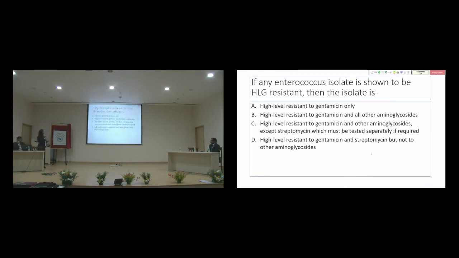Okay. So next question, if any enterococcus isolate is shown to be HLG resistant, then the isolate is, which of the following options are correct? Yeah, the answer is high level resistance to gentamicin and other aminoglycosides except streptomycin, which has to be tested separately. You cannot equate HLG and HLS.